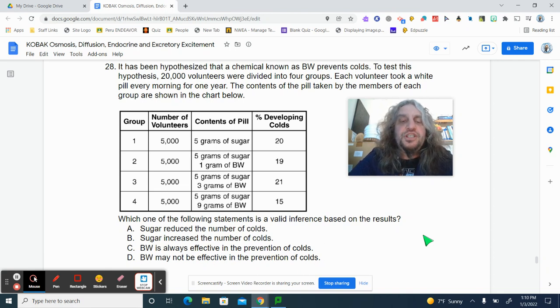A, sugar reduced the number of colds. B, sugar increased the number of colds. C, BW is always effective in the prevention of colds. D, BW may not be effective in the prevention of colds.